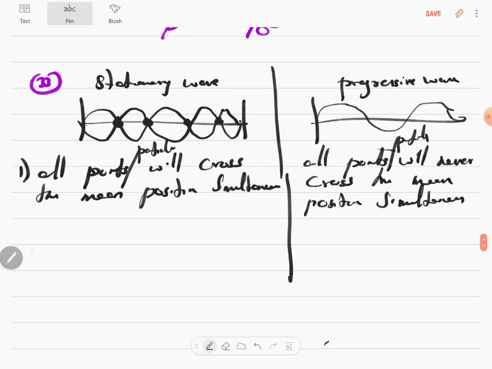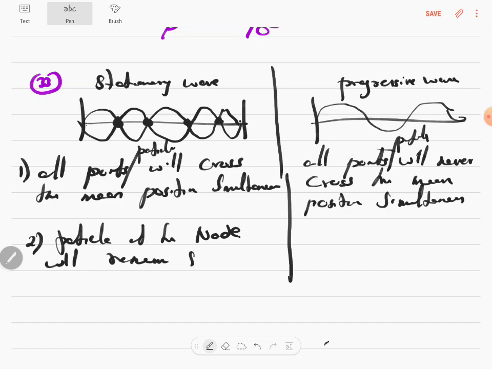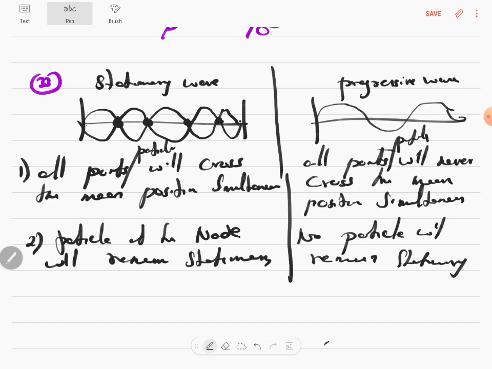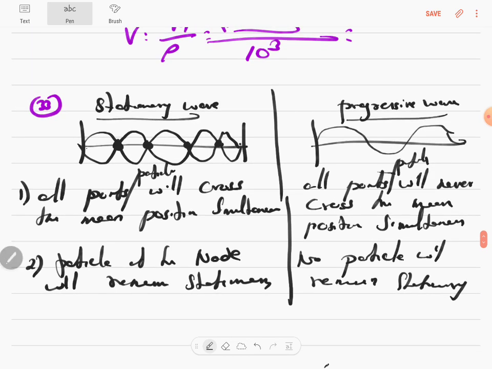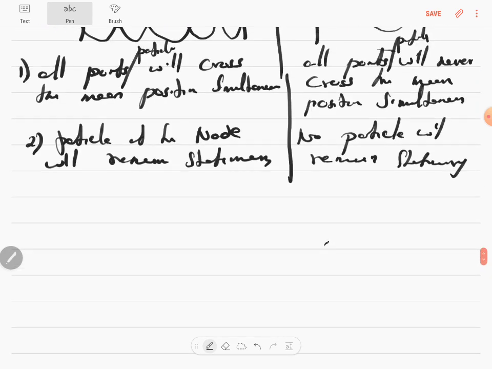That's point number 1. And point number 2, the nodal points will remain stationary. The particles at the nodes will remain stationary. In a progressive wave, no particle will remain stationary. They're just asking for, I think, only two differences between stationary and progressive wave. As the name suggests, this is stationary and this keeps on moving, it's progressive, and so you can see these two differences. Let's go to the next.